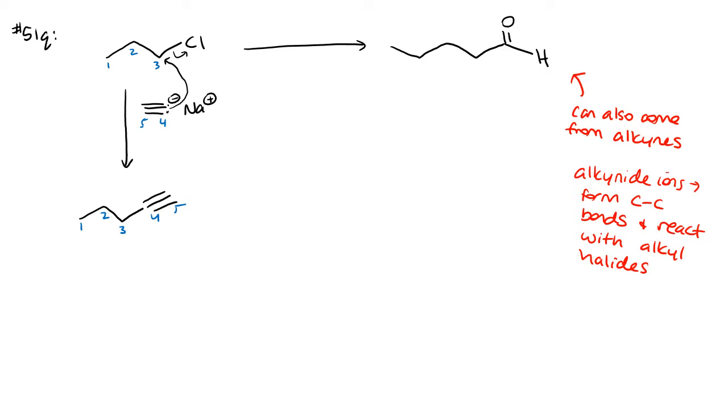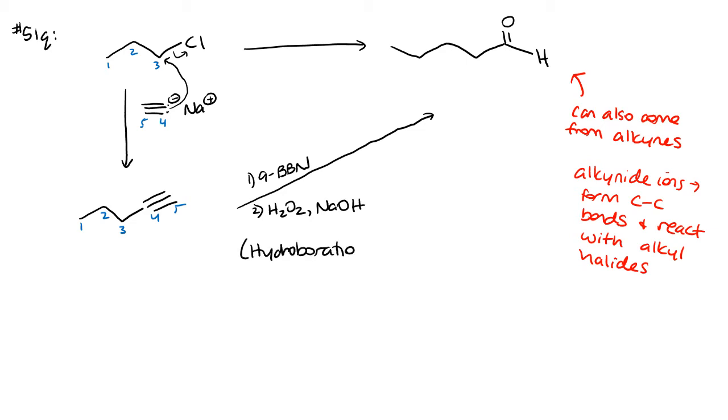Now the reaction that we use to turn an alkyne into an aldehyde is hydroboration oxidation, which involves 9-BBN followed by hydrogen peroxide and sodium hydroxide. So this is hydroboration oxidation that we learned in the alkynes chapter. And that will allow us to turn our alkyne into an aldehyde, where the carbonyl ends up on carbon number 5.